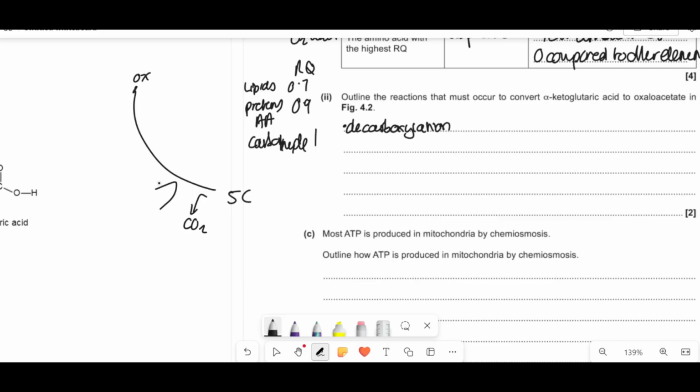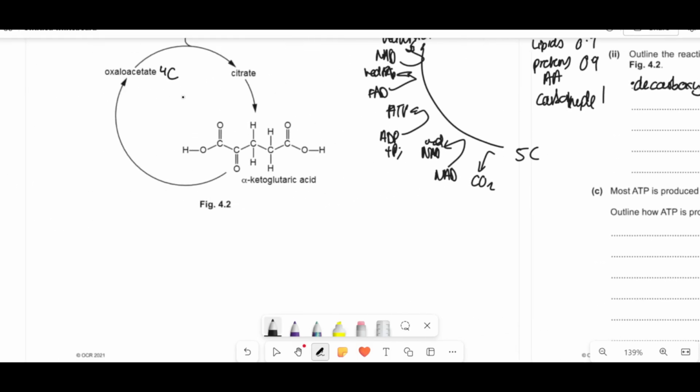And what happens is you also end up reducing NAD to get reduced NAD. You also get substrate level phosphorylation, so you get ADP and Pi makes ATP, and then you also get FAD becoming reduced FAD. And then also right before the end, you get NAD becoming reduced NAD as well. So that's what all of those steps must be according to this diagram, a 5-carbon compound getting back there.